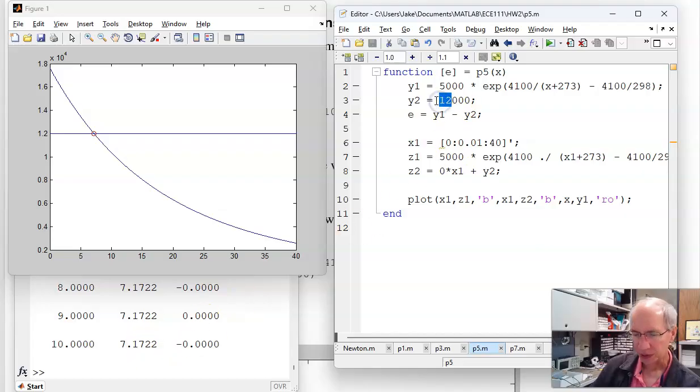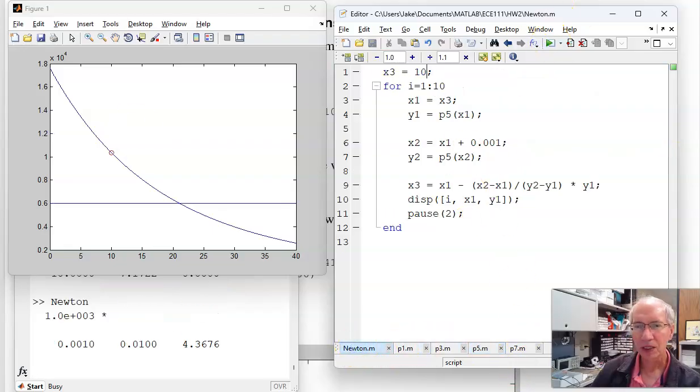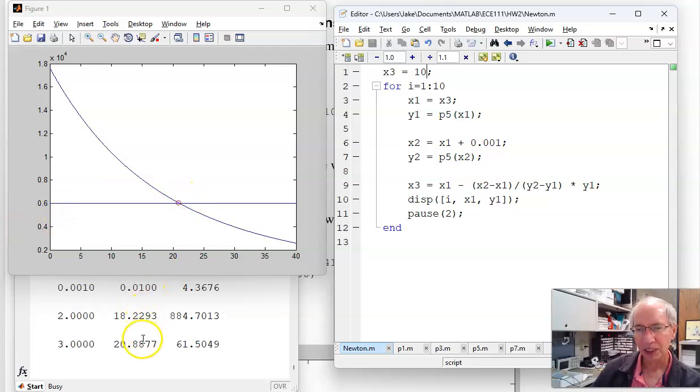If I want to be 6,000 ohms, change that one line of code, go back to Newton's method. Here's 6,000 ohms. This point is my first guess, second guess, third guess, fourth guess. Here's the error on the right. That point is 21.1027 degrees Celsius. That's 6,000 ohms. Again, even if I can't solve the equation by hand, I can use numerical methods and iterate and find out what the answer is.